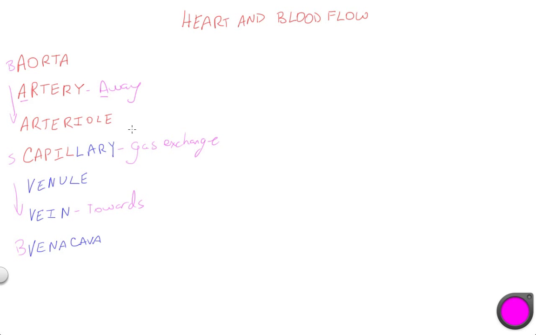Alright? You'll notice that I wrote the letters B, S, and B because this is the order of blood flow. It goes from the biggest vessel, the aorta, down to the smallest vessels, which are the capillaries, and then we grow back up to the biggest vessel again, the vena cavas.